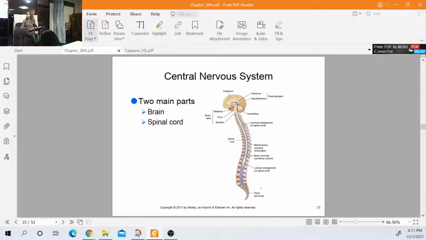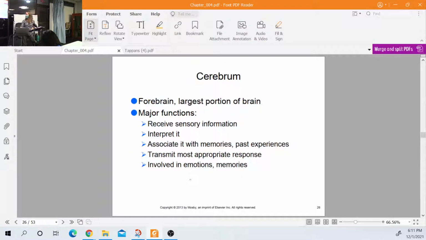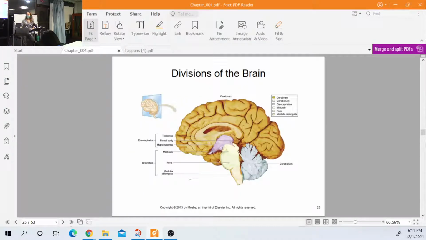And we have 4 areas that the brain is divided into: the cerebrum, the diencephalon, the cerebellum, and the brain stem. We will talk about the cerebrum first. That's what it looks like. Okay, so the cerebrum is up here. It's the largest section. It's got 2 halves. So that's the part you probably think of when you think of brain. It's the cerebrum.